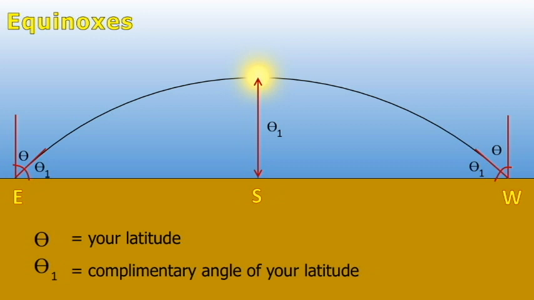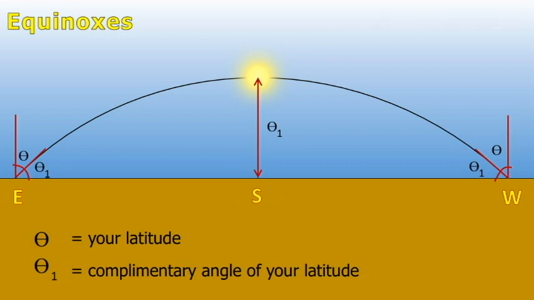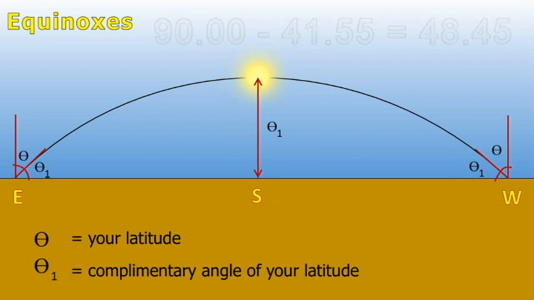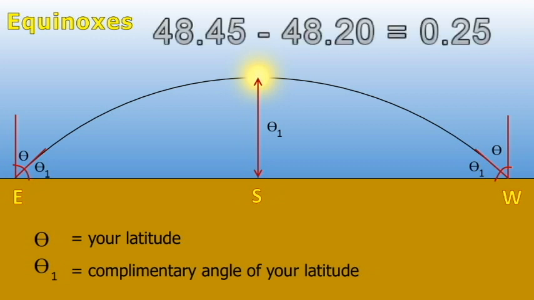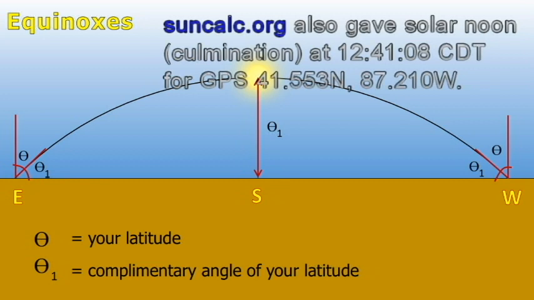And where I was, my latitude was approximately 41.55 degrees. So 90 minus 41.55 gives me 48.45 degrees. Now, suncalc.org for solar noon gave me an altitude of 48.20 degrees. That's a difference of 0.025 degrees. That difference I can't even measure with my Brunton. My Brunton's accurate to half a degree at best.